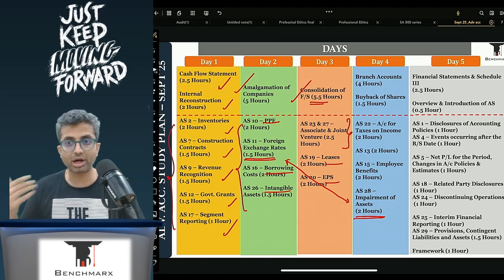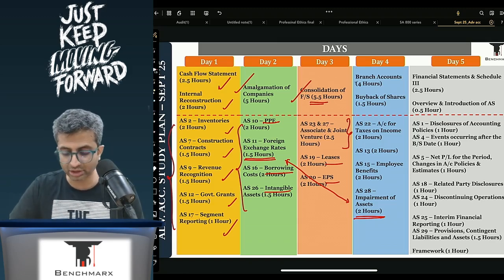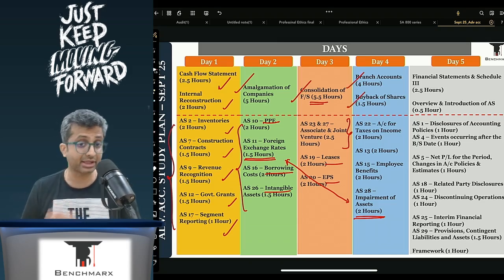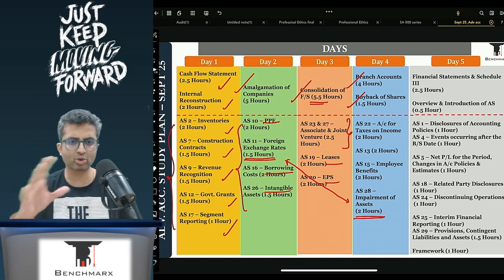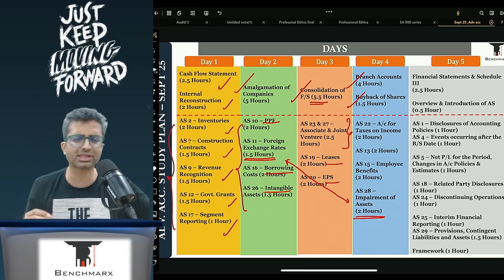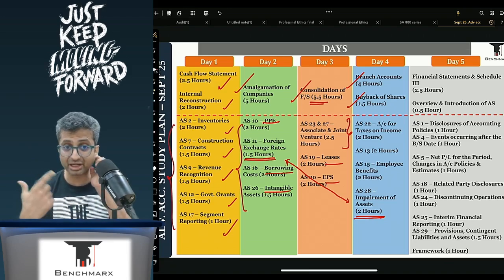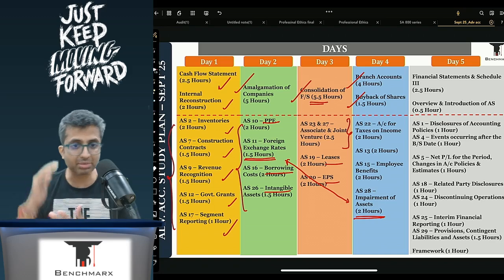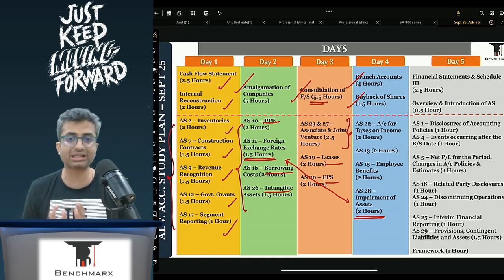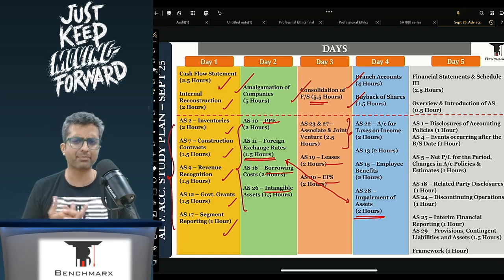So you want to do that when you have more time, and hence consolidation amalgamation is done somewhere in the middle. Now the remaining, on the fourth day, you have branch accounts and buyback is very scoring, so ensure that you kind of do those. There are two main methods in buyback. One is you are trying to do the entries for buyback, and second is finding the maximum amount that can be bought back, the three conditions.